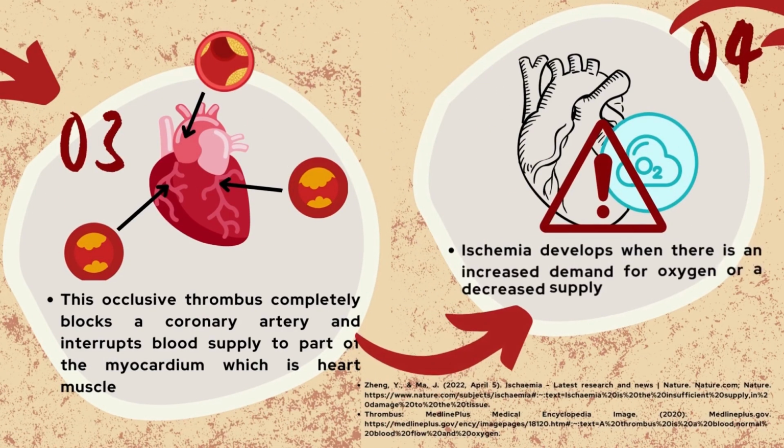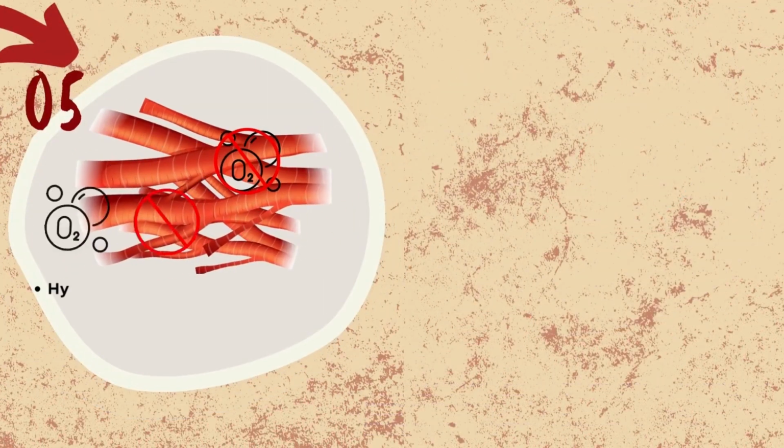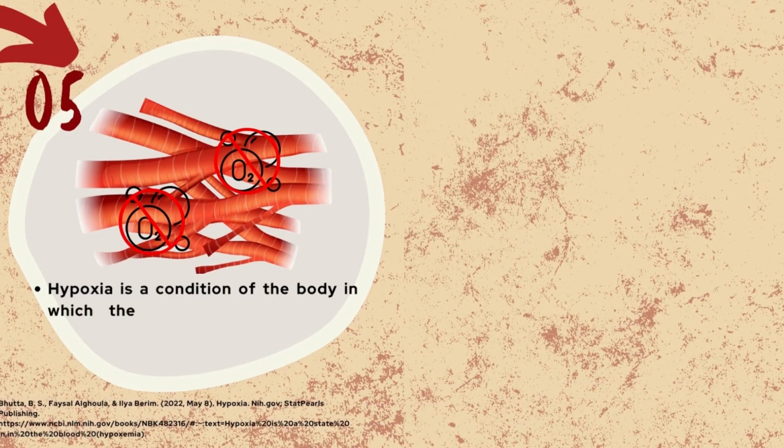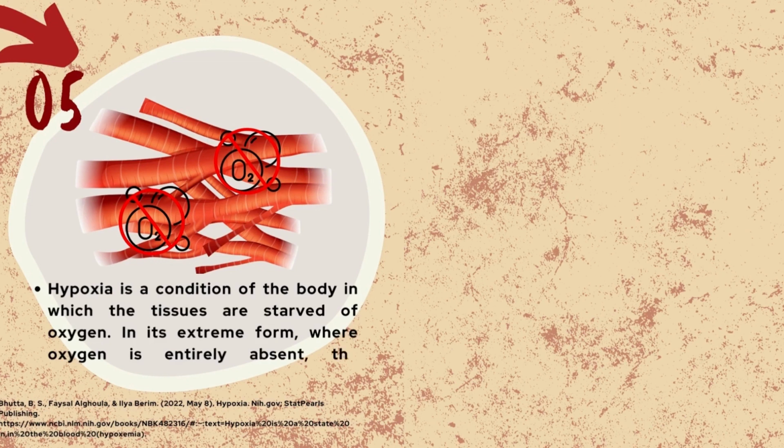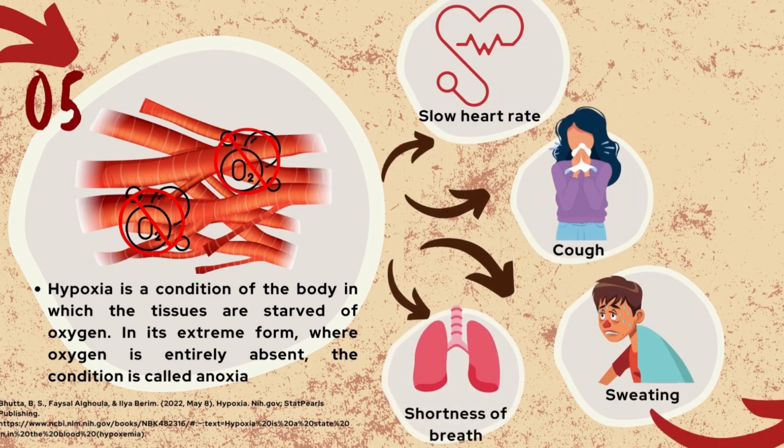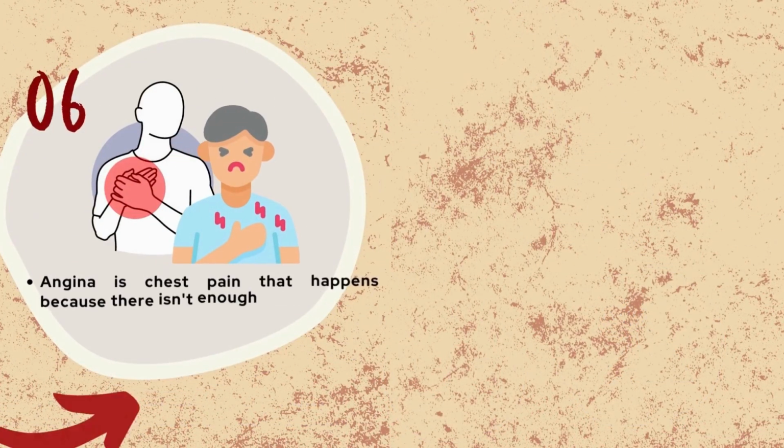After that, it leads to ischemia. Ischemia develops when there is increased demand for oxygen or a decreased supply of oxygen. This in turn leads to tissue hypoxia. Hypoxia is a condition of the body in which the tissues are starved of oxygen. Hypoxia consists of several symptoms, for example, slow heart rate, shortness of breath, and sweating. Hypoxia can lead to angina.